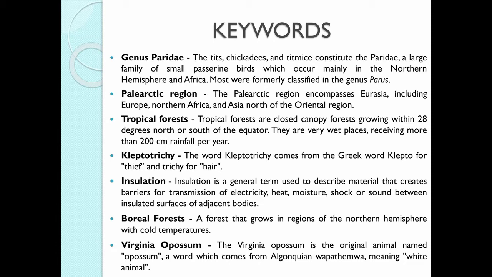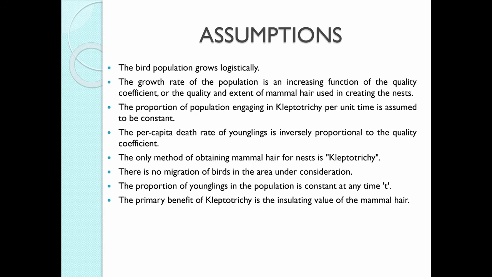We will focus on the bird species genus Paridae that include tits, chickadees, and titmice. They are found in the Palearctic regions, tropical forest, as well as the boreal forest, which include Eurasia, Europe, Africa, and North America. The insulation property of mammal hair forms a big aspect of our model. These are the assumptions of our model.